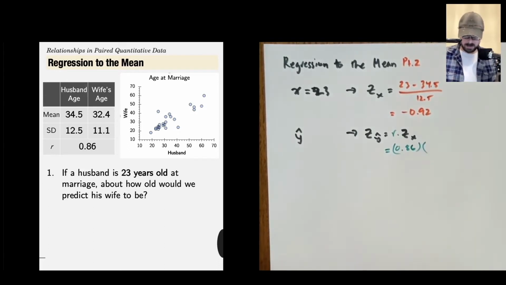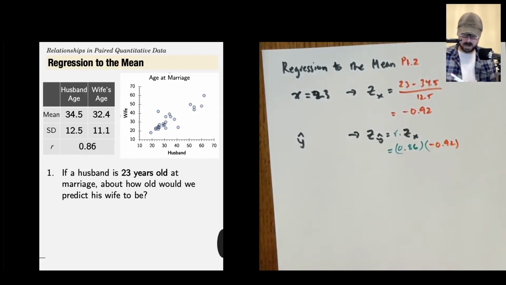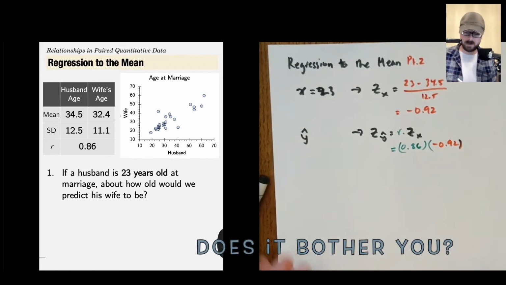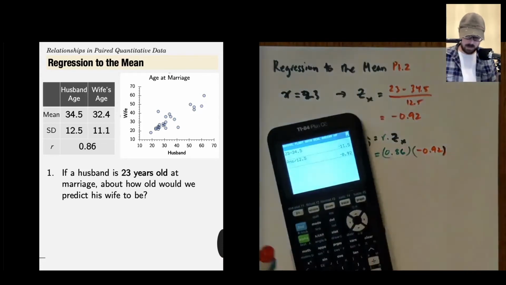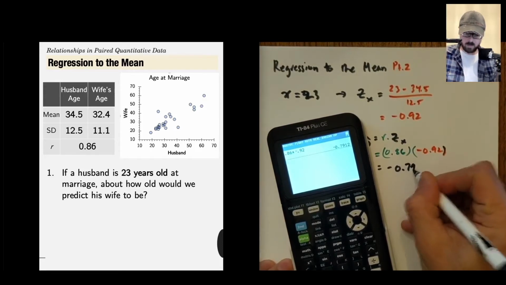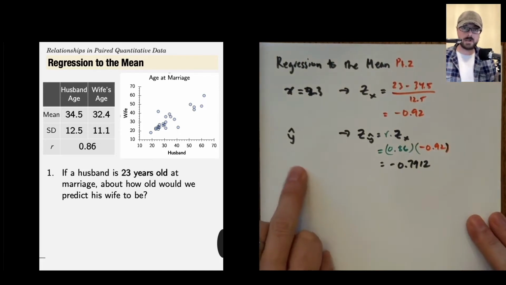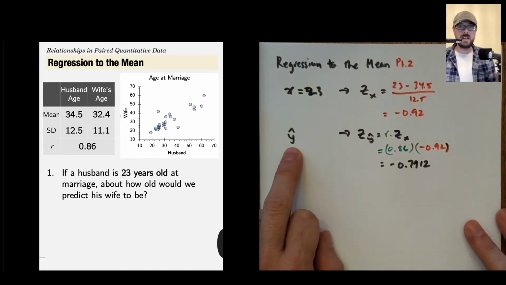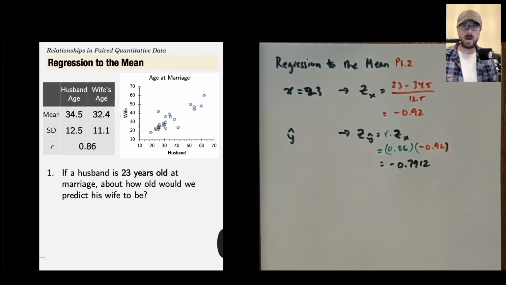And we know that the z-score for the 23-year-old was 0.92 standard deviations below average. Let me simply calculate this now and ask, what would be the z-score of the wife? 0.86 times negative 0.92, and I get negative 0.7912. All right, so this regression to the mean says that if I'm going to make a prediction for the wife's age, it's going to be 0.7912 standard deviations below average for the wife.